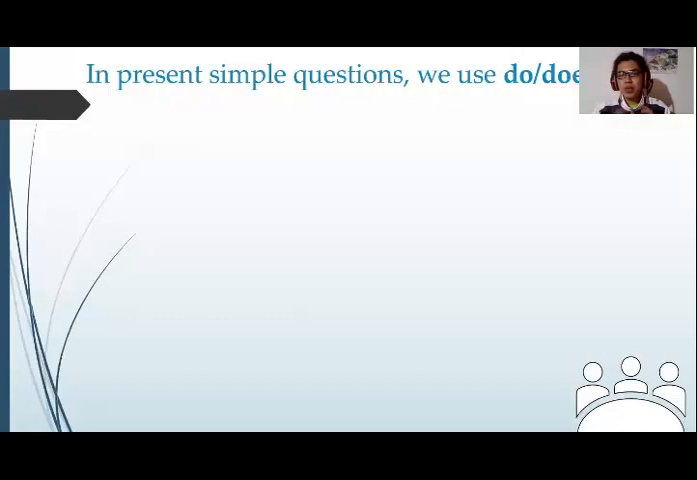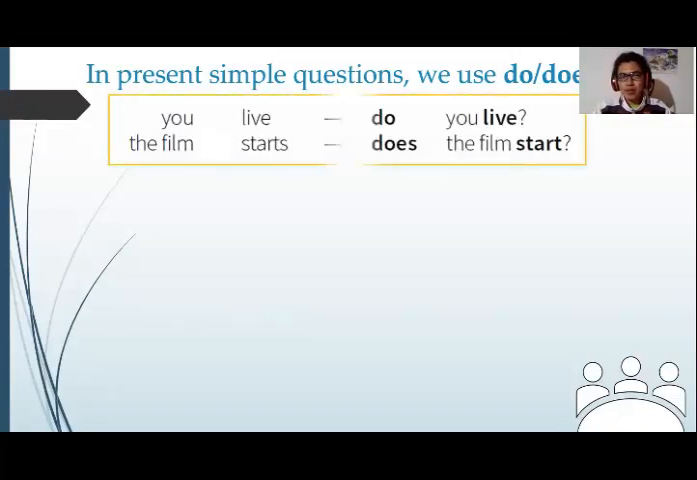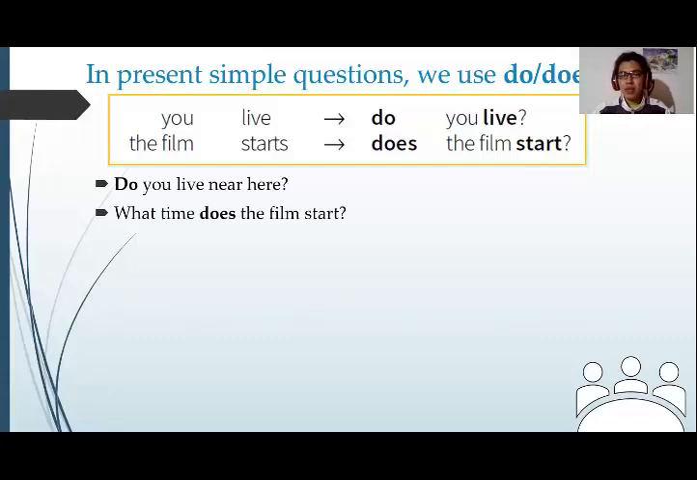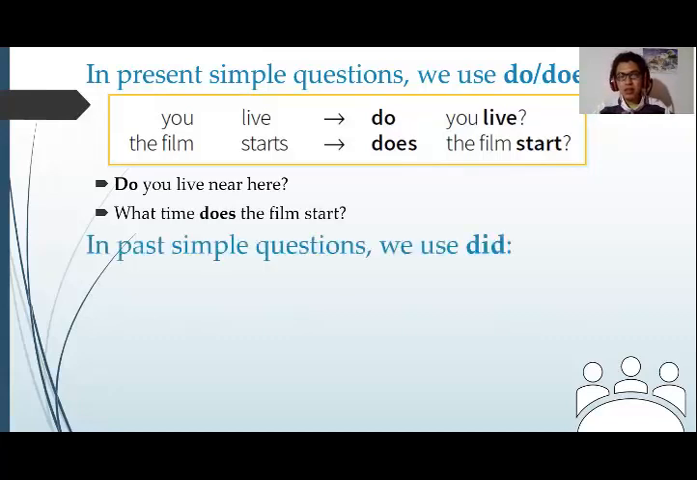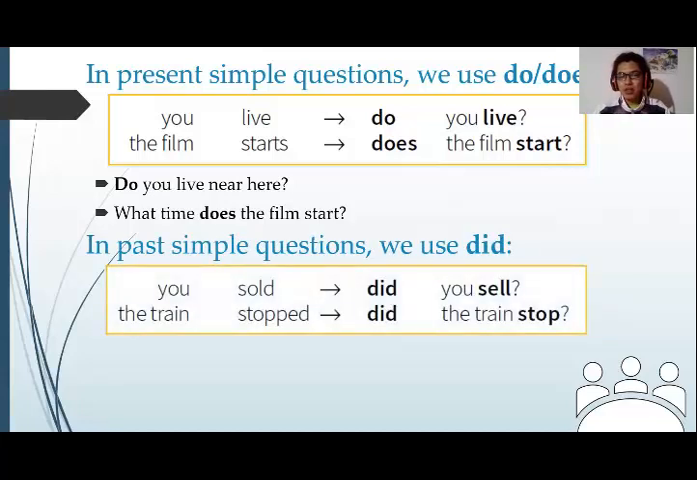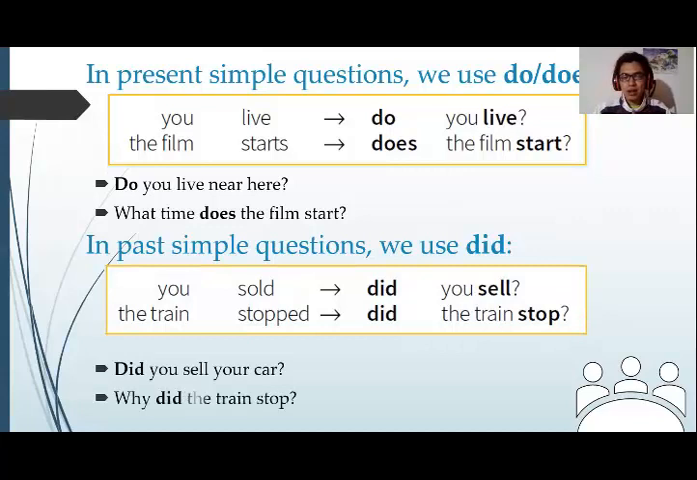In present simple we use do or does. For example, do you live near here? What time does the film start? In past simple questions we use did. For example, did a train stop? Did you sell your car? Why did the train stop?